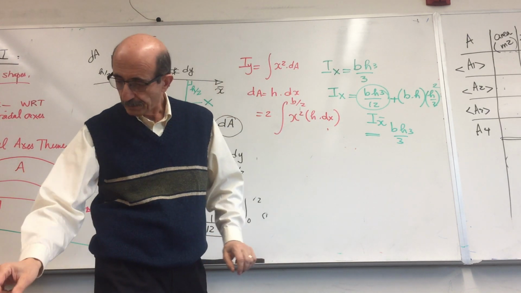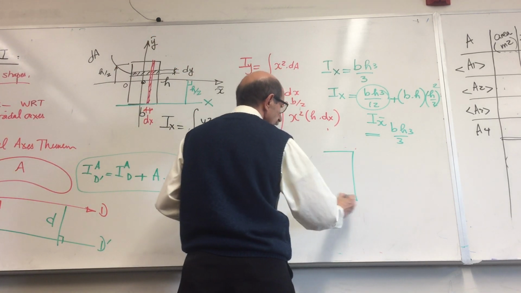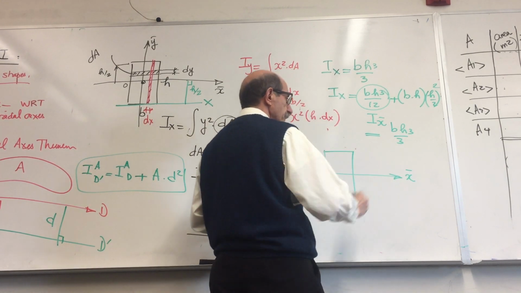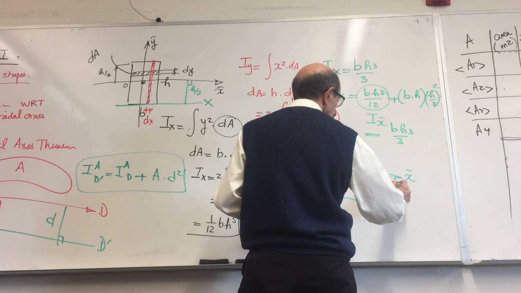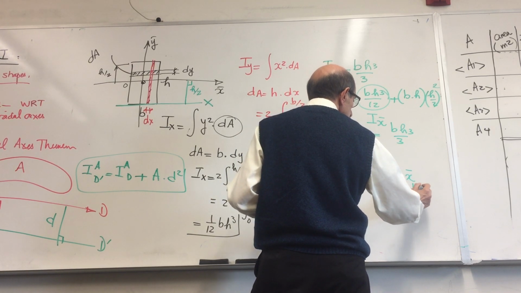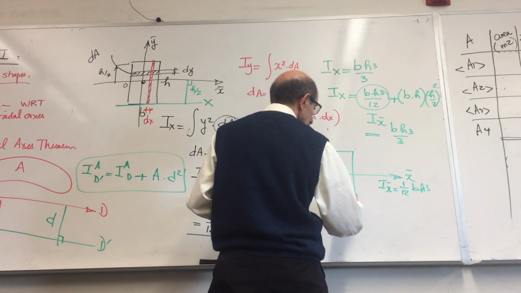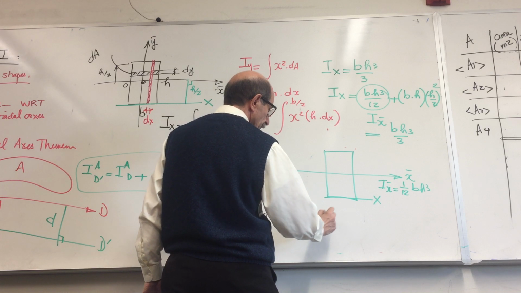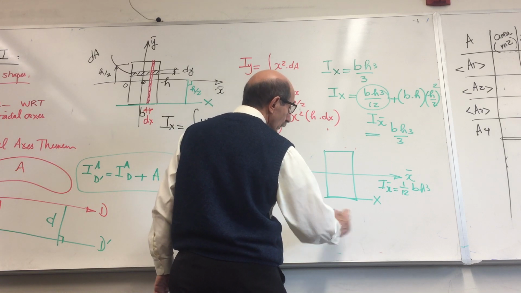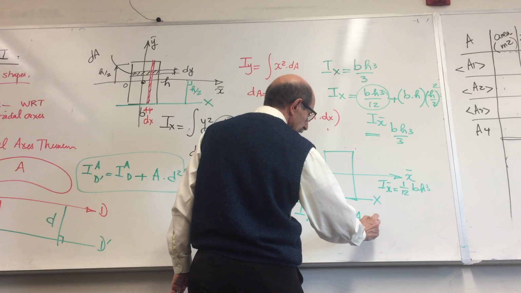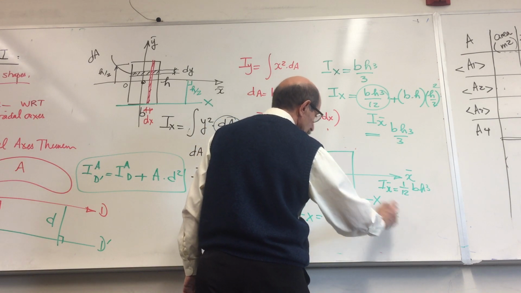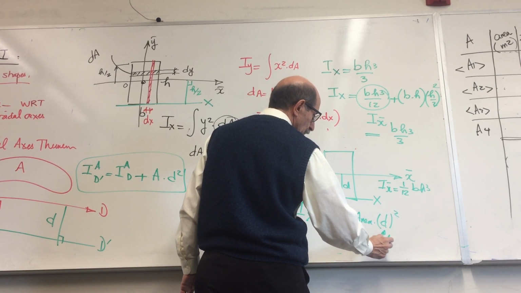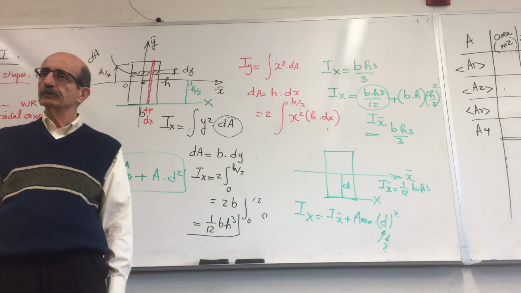We have this rectangle, right? I have the moment of inertia on this axis, and that we found to be 1/12 bh cubed. Now I want to find the moment of inertia on this axis. And as I said, moment of inertia on x is the moment of inertia on x bar plus the area times the distance squared. This is the distance squared, which is h over 2. Okay, perfect, thank you. Okay, any other questions?